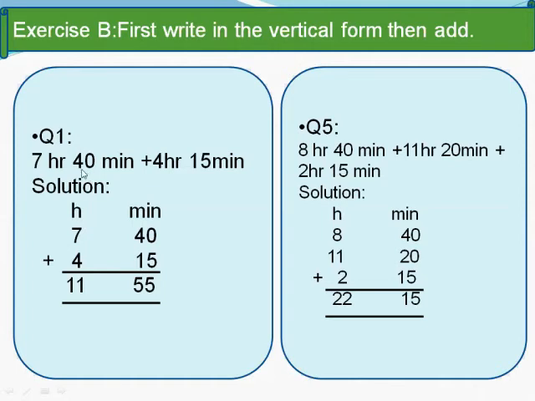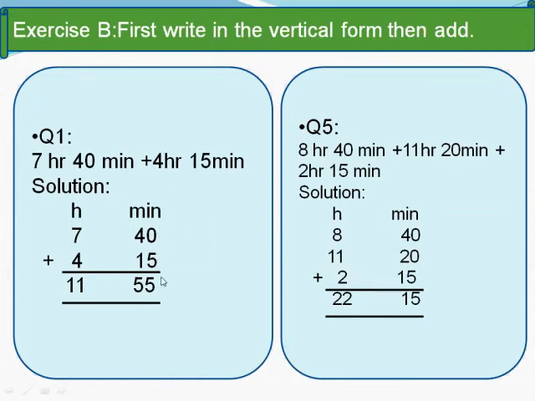Now move to the minutes, 40 minutes, we write here 40 minutes. Now move to the next value, 4 hour, we write here 4, and 15 minutes we write here in the column of the minutes. Now the sign is addition, so we put here the sign of addition. Now we have developed our sum in the vertical form.